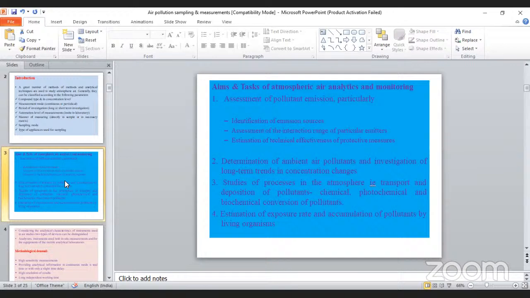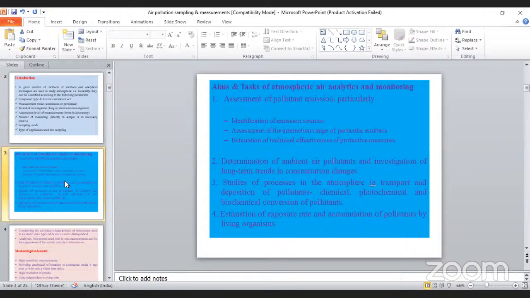And study of the processes in the atmosphere, that is, transport and deposition of pollutants. As I told you, pollutants can be transported in the atmosphere. Some pollutants will be transported more than 1,000 to 2,000 kilometers. That is how the transboundary problem comes. The place where the pollutant source is not there may also be affected by the pollution problem because of the transport characteristics of the pollutant. And deposition means that dry particles will be deposited on buildings, cars, plant material, everywhere. Once the rain comes, that will be washed out.